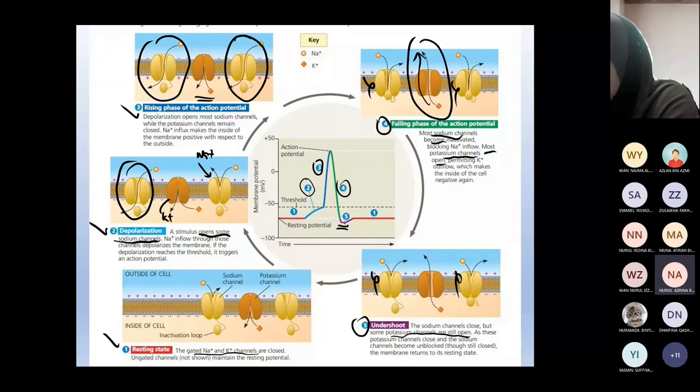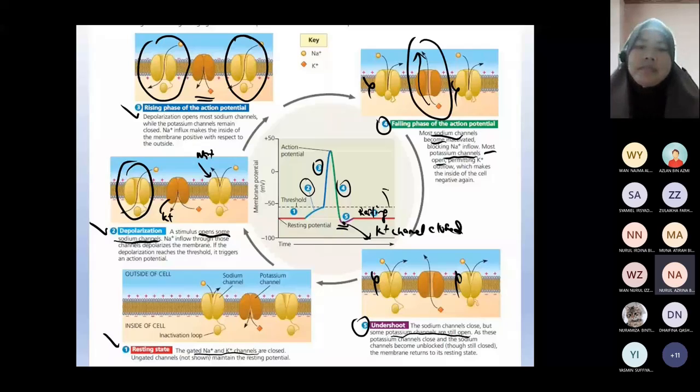But as it reaches the very lowest point of the undershoot, all of the potassium ion channels will be closed. All right. And later you can see the membrane is returned back to the resting membrane potential. So the resting membrane potential after the undershoot is established by the action of the sodium-potassium pump. Okay, right? So these are the detailed explanations.